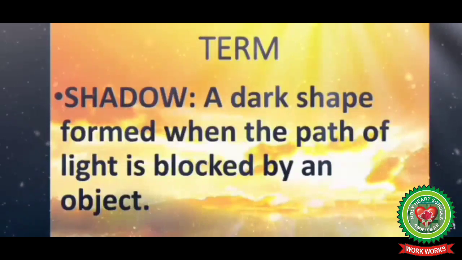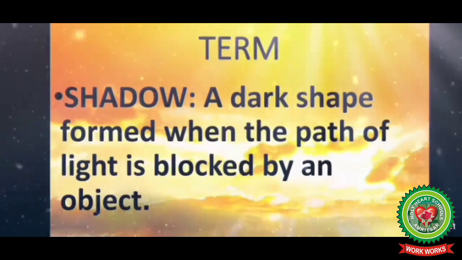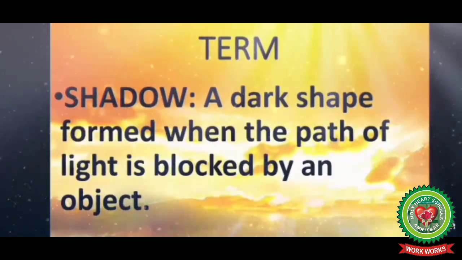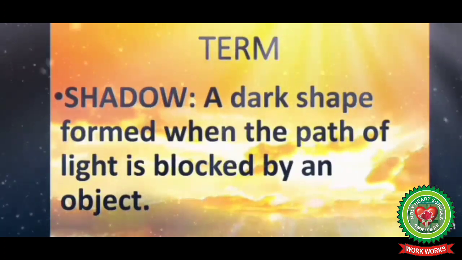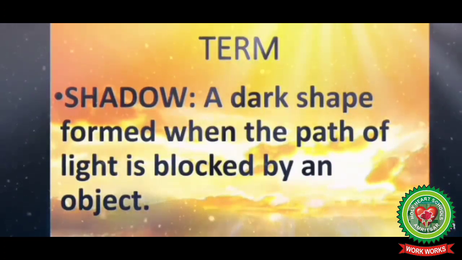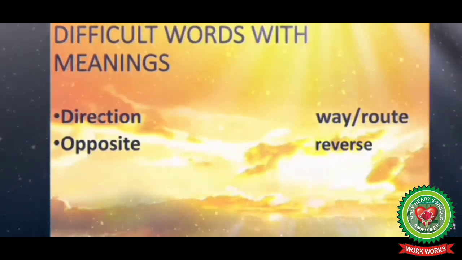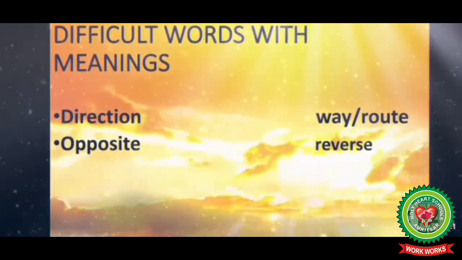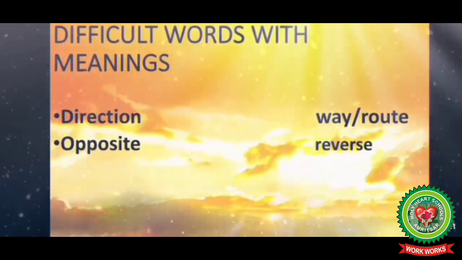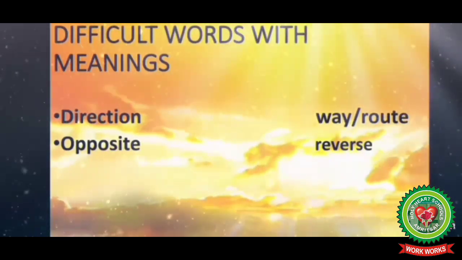Now let's discuss this term shadow. A dark shape formed when the path of light is blocked by an object. Difficult words with their meanings: direction, way or route; opposite, reverse.